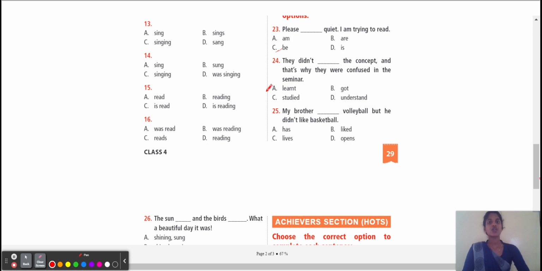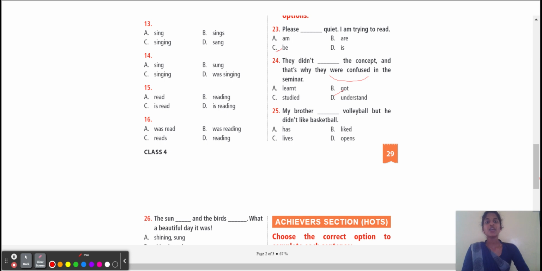Next one, 24th: "They didn't dash the concept, that's why they were confused in the seminar." They were confused is the past tense. So we should pick the answer understand. Why? Because they didn't understand the concept. So they were confused. The others, learned, got, studied, are not suitable for this one.